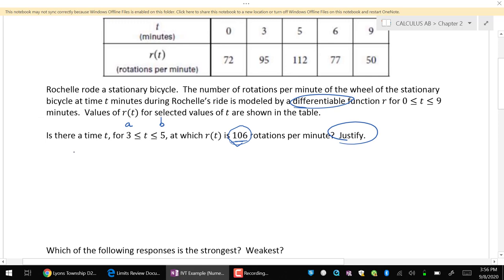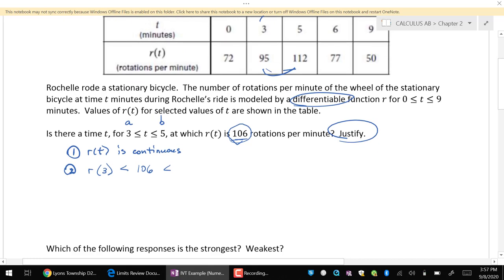So, number 1, let's check for continuity. I'll say r of t is continuous because differentiability implies continuity. Condition 2, do we have betweenness here? Let's check this out from 3 to 5. So r of 3, which is 95, and then I have my element in question of 106. That does in fact fall between 95 and 112. I'm looking right here in the table, just between 3 and 5. R of 5 is 112.